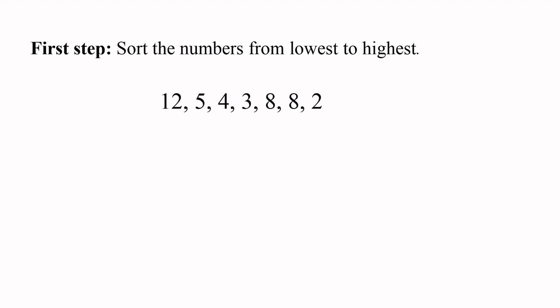For example, if you have a group of numbers like these, which one is the smallest one? As you can see, 2 here is the smallest one. So if I want to sort it from the lowest to highest, I must write 2. After 2, which term do I have? I have 3. After 3, I have 4. After 4, I have 5. Then I have 2 eighths. And finally, I have 12. So we need to sort it exactly like this.